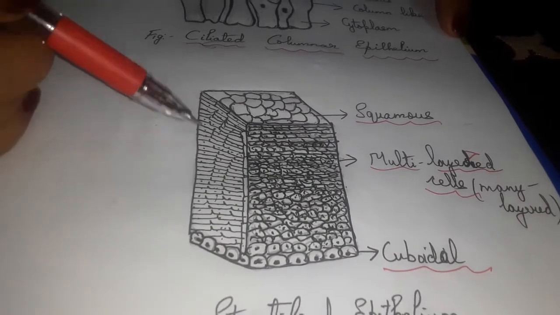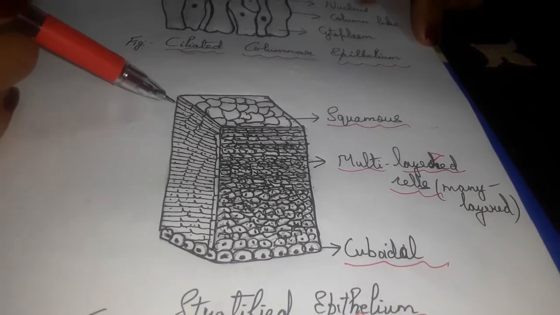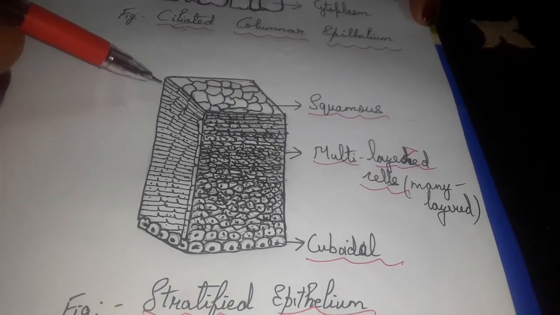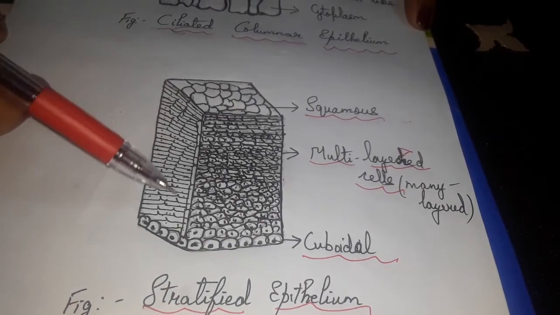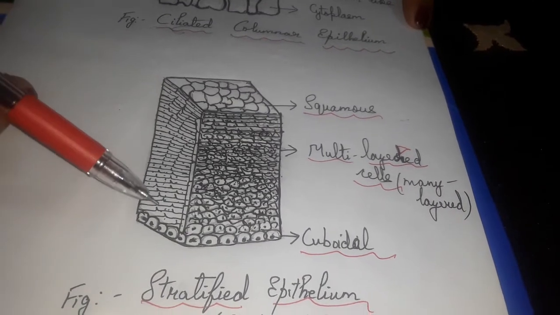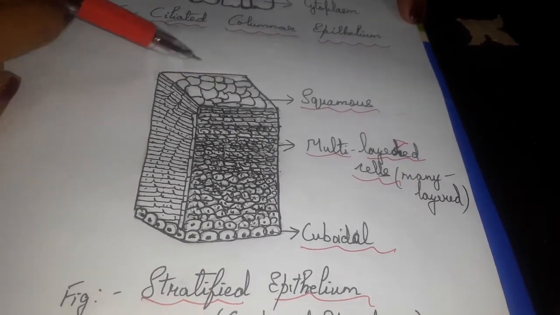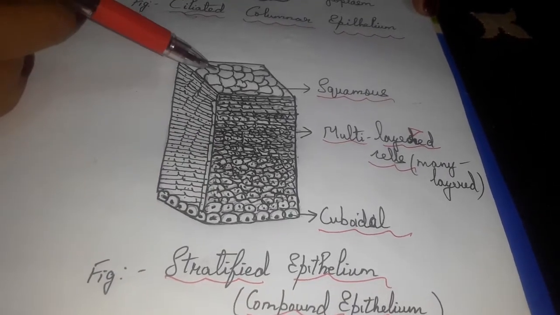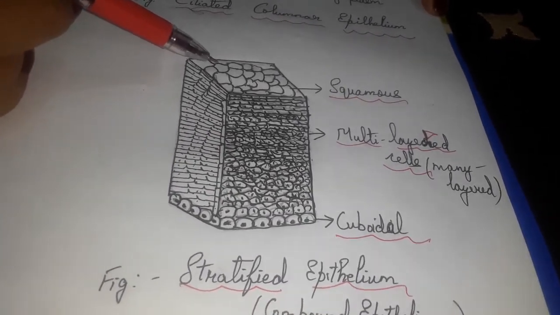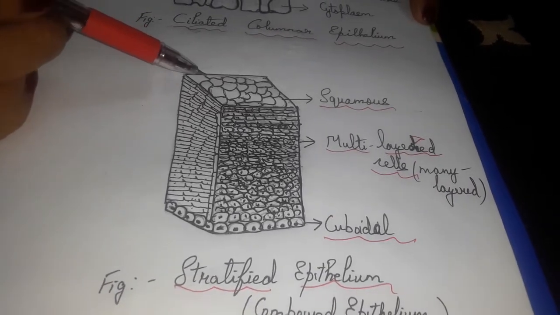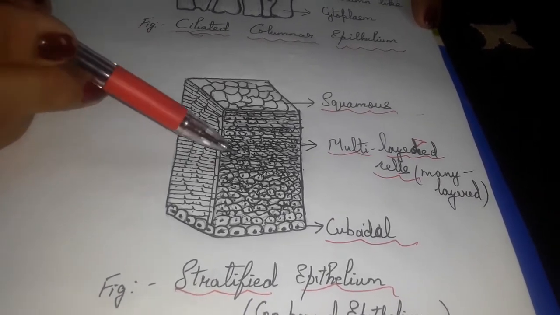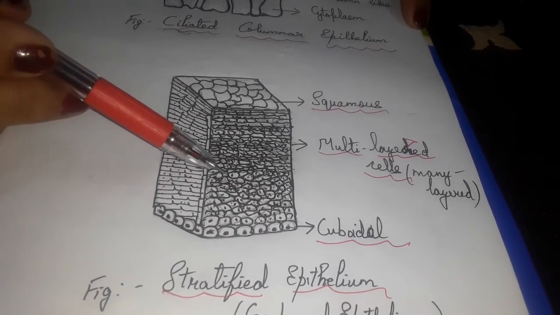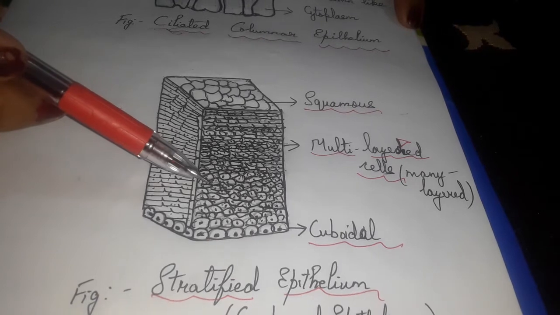The next is the stratified epithelium, which is a type of compound epithelium. Like I said earlier, it is made up of many layered cells found in the skin. As you can see, the upper layer is squamous while the lowermost is cuboidal. If keratin is present, then it is called keratinized epithelium, and the cells below it are living, therefore they are called non-keratinized epithelium.